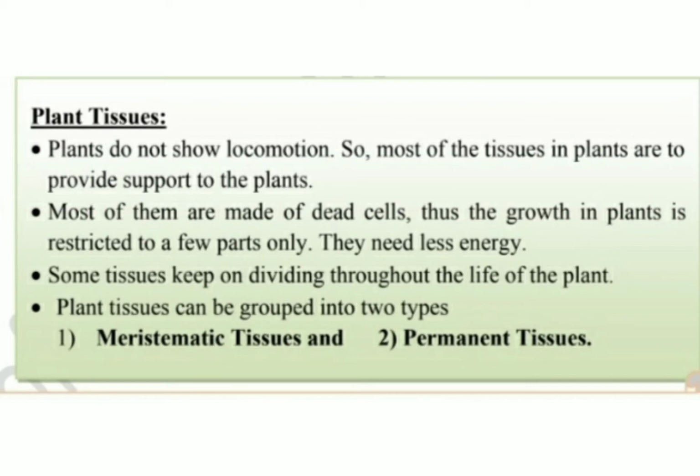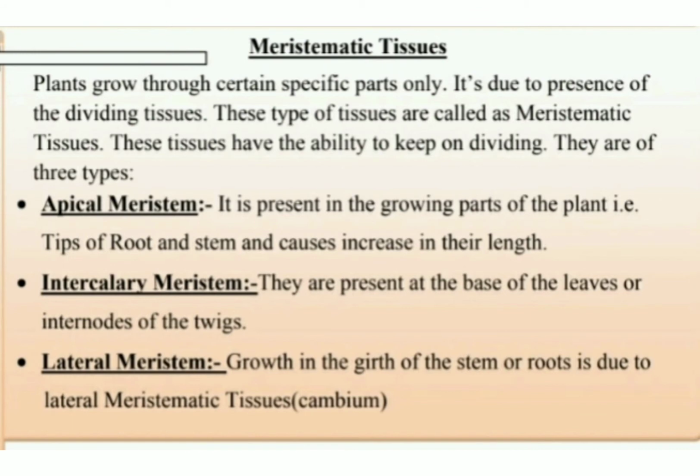So these plant tissues are grouped into two types: first is meristematic tissue, and the second is permanent tissue. In this worksheet we will be discussing meristematic tissue. There are certain regions in the plants where the tissues have the ability to keep on dividing. These are known as meristematic tissues, and they are of three types.